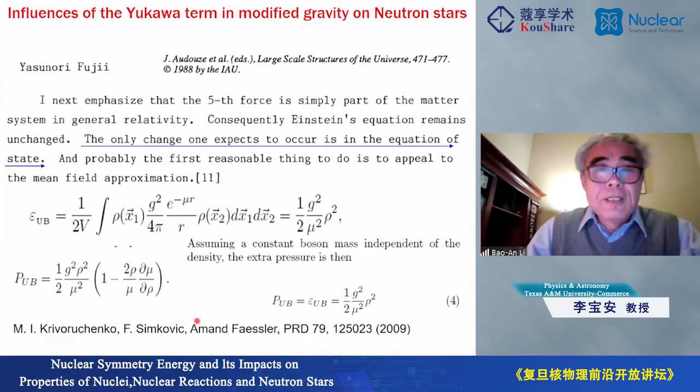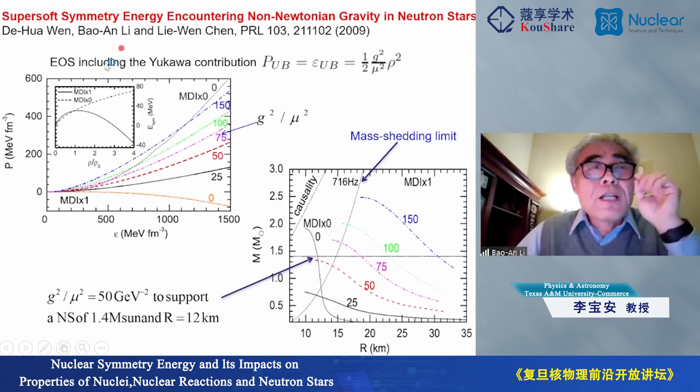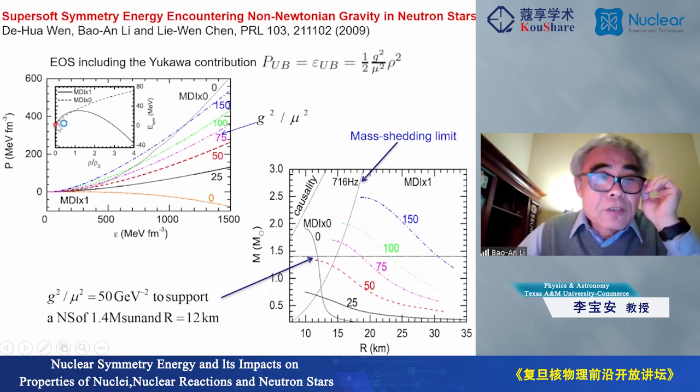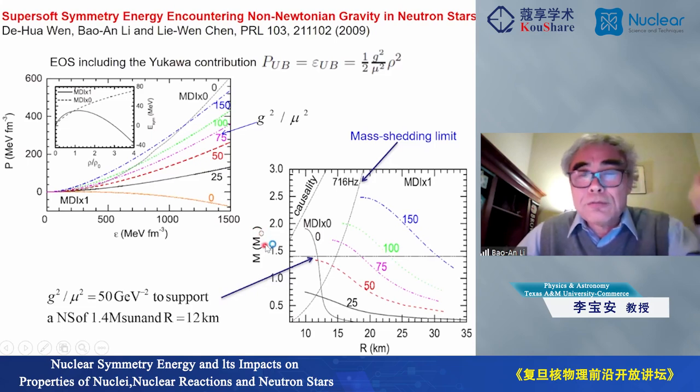We kind of borrowed this idea in studying neutron stars when we have a super soft symmetry energy. So I showed you that we need a symmetry energy that goes down like this in order to reproduce the pi minus to pi plus ratio. This symmetry energy will give you a pressure that's decreasing with increasing energy density, so it has a dynamical instability. But if you add the contribution from this U boson, which is repulsive like this, you can increase your pressure from your nuclear matter. Then you can ideally support your two solar mass neutron stars.